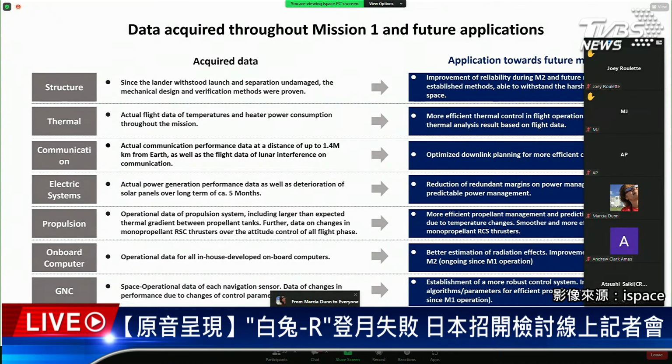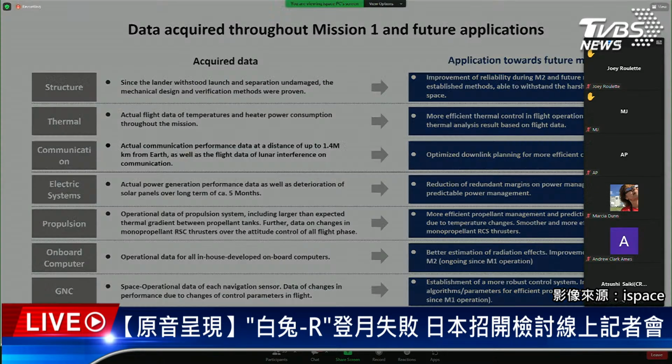Based on these data and lessons learned, we are confident in improving our missions. Of course, through this challenge, our team was also really improved and extended. With this extended performance, I believe we can make a success in the next challenge.